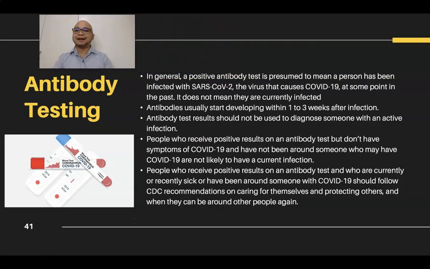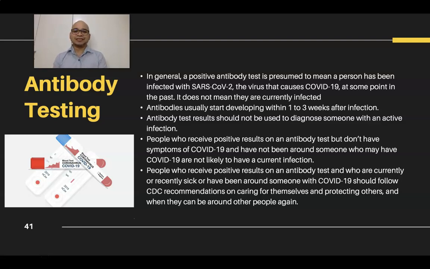Okay, let's talk about antibody testing. So, in general, a positive antibody test is presumed to mean a person has been infected with SARS-CoV-2, the virus that causes COVID-19, at some point in the past. So it does not necessarily mean that a person is currently infected if you are positive with antibody testing. Antibodies usually start developing within 1 to 3 weeks after the infection. Okay? So antibody test results should not be used to diagnose someone with an active infection. So that's the thing that you shouldn't do.